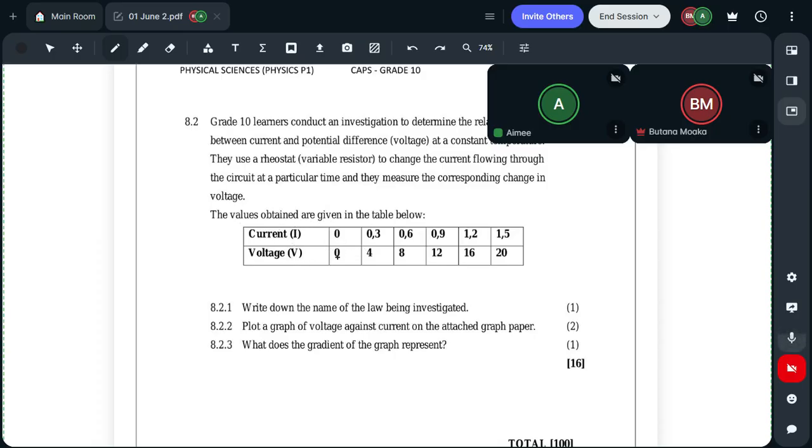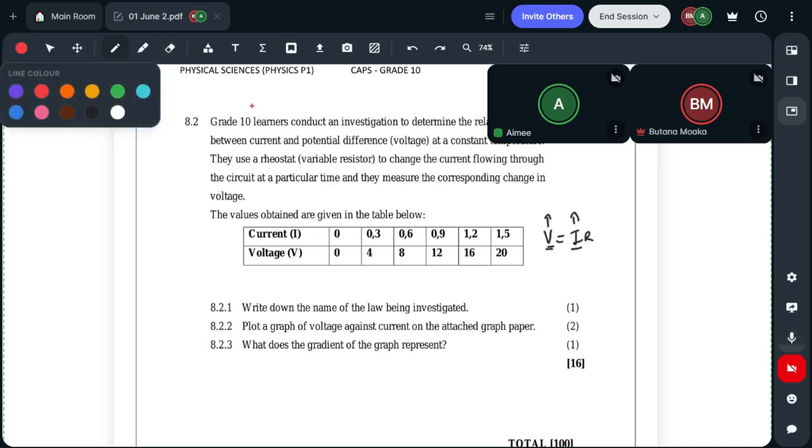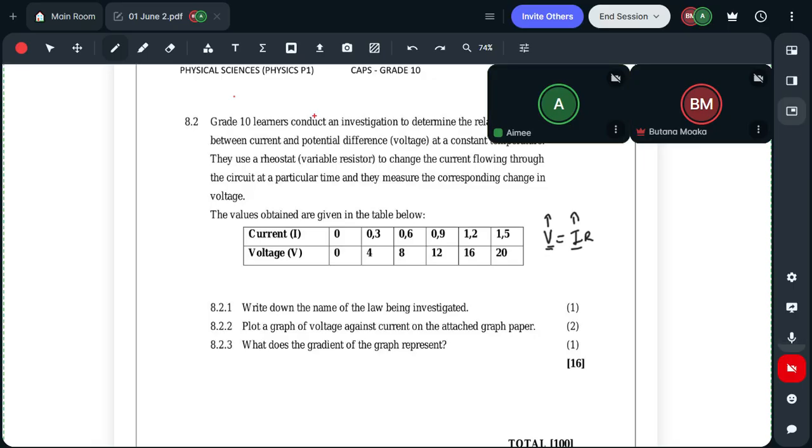If the current is 0, the voltage reading is 0. If the current is 0.3, the voltage reading is 4. So we can see that when the current increases, the voltage also increases. This is Ohm's law. V equals IR. As the current increases, the voltage increases, meaning that the voltage is directly proportional to what? To the current. Are you with me on that? Yeah. 100%. So write down the name of the law being investigated in this question.